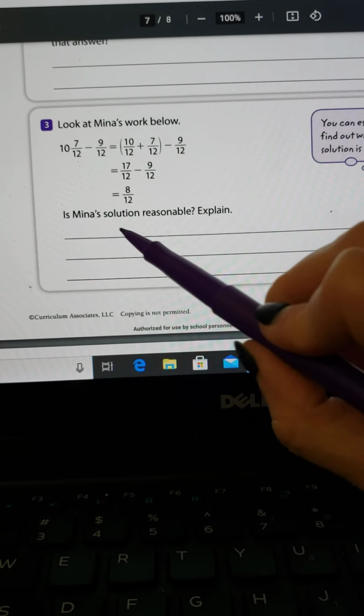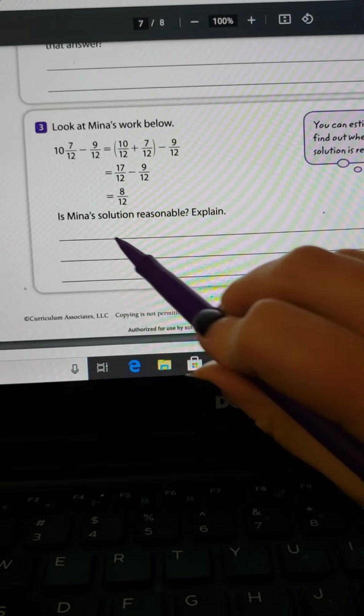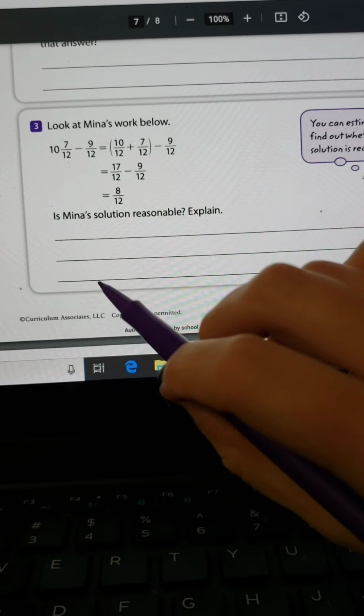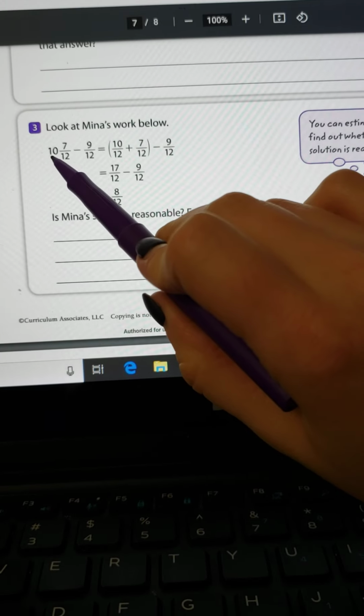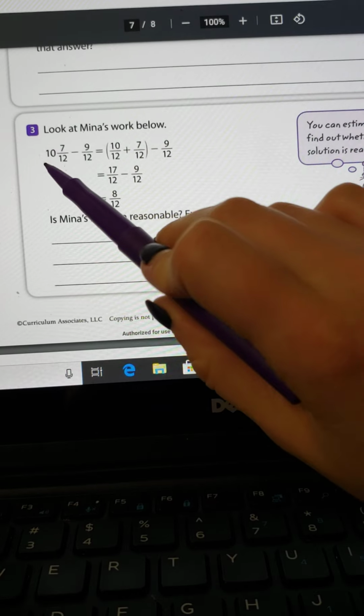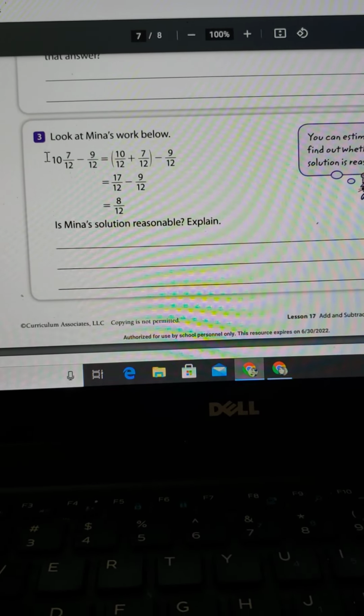Okay, I'm not going to tell you word for word what to write here. You can use your own words for that, but that is what she has done wrong. No, it is not reasonable, and it is because she has 10 wholes, not 10/12, and that should be 120 twelfths. Okay.